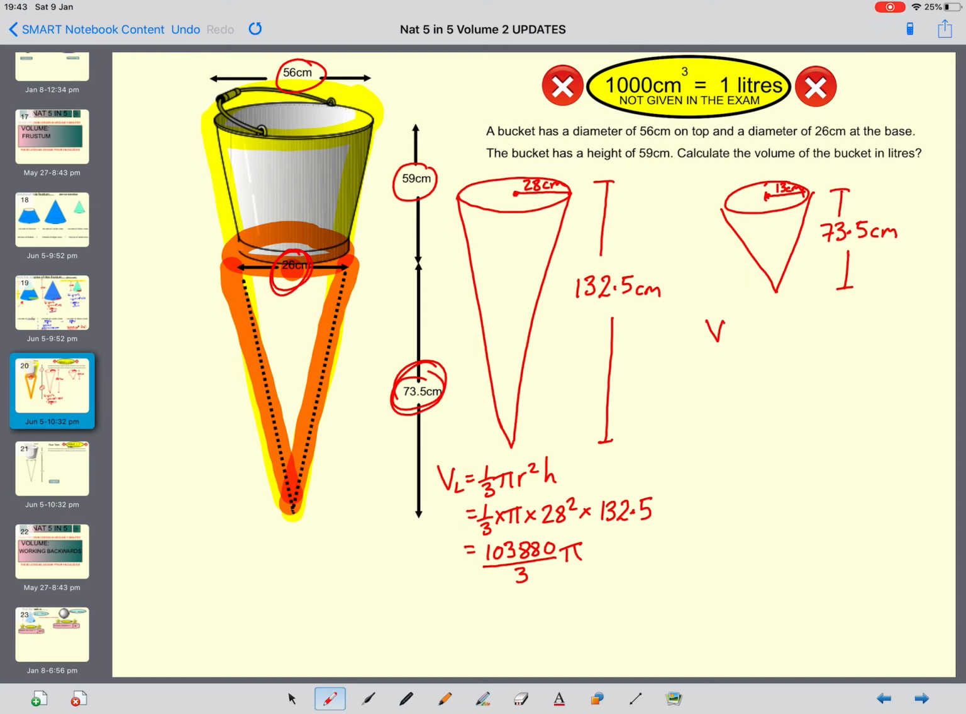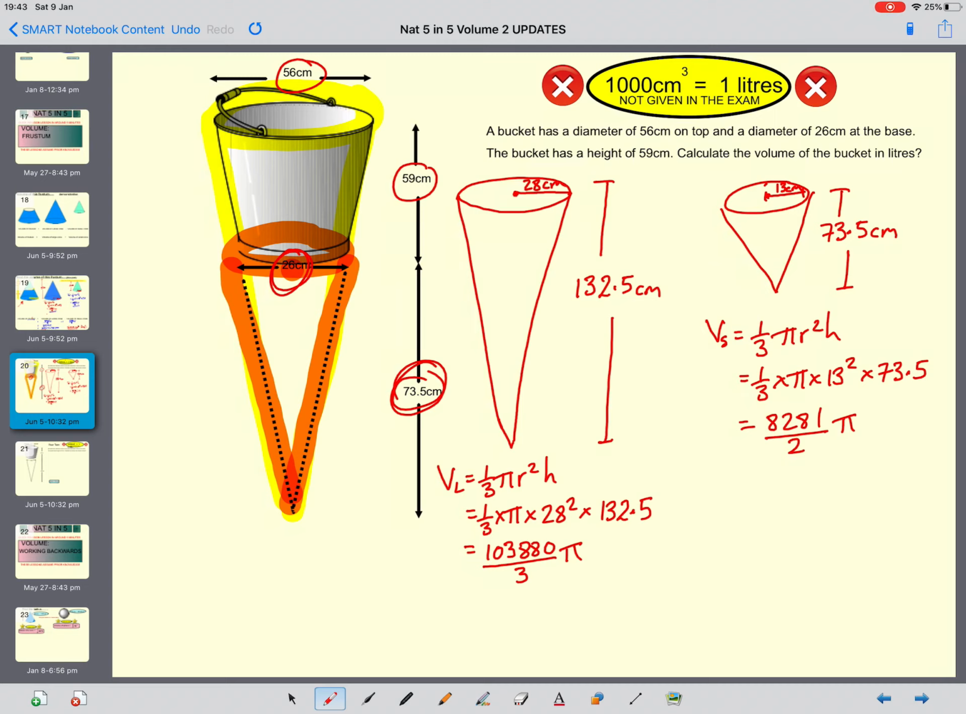And I'm going to go on and work out the volume of the smaller cone. So 1/3 pi r squared h, 1/3 multiplied by pi, the radius is 13, so 13 squared multiplied by 73.5. And again, if I type that into the calculator, my calculator will give me an answer of 8,281 over 2 pi. And again, it's given it to me in terms of pi. I'm going to leave it like that just to help me in terms of accuracy.